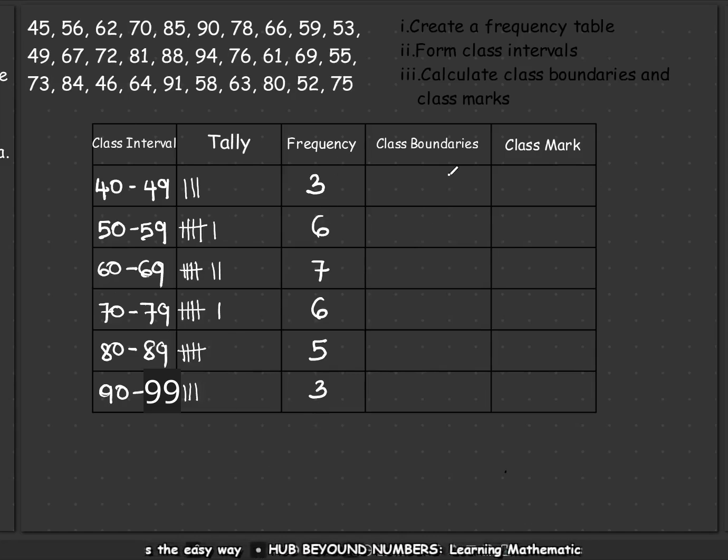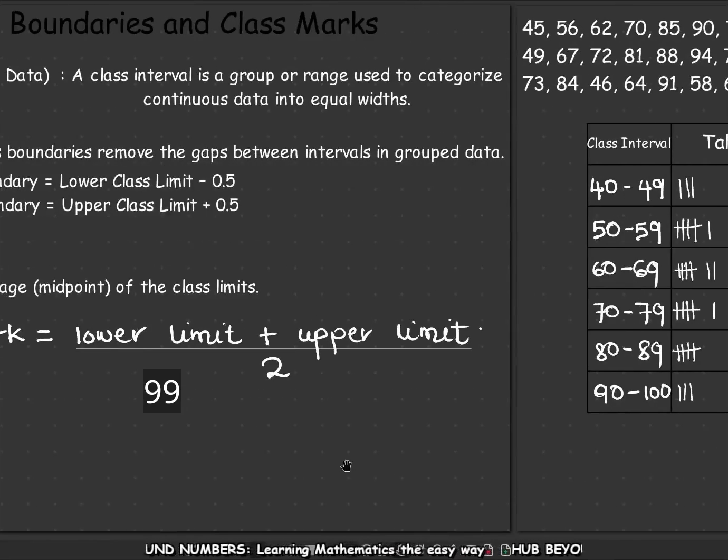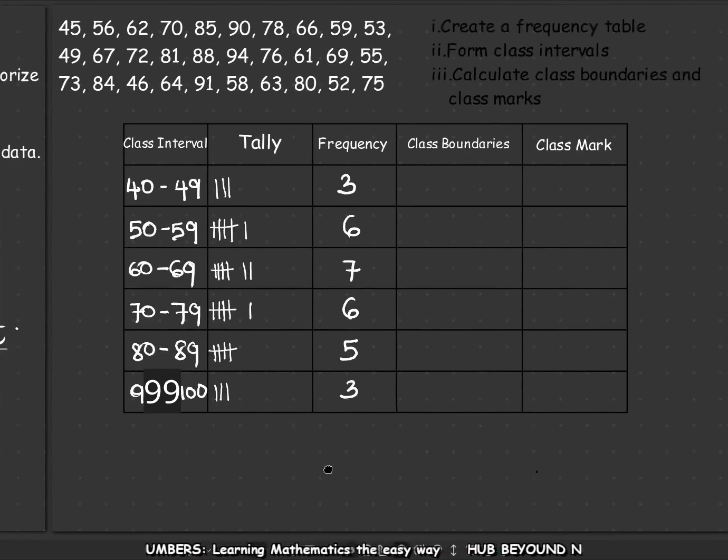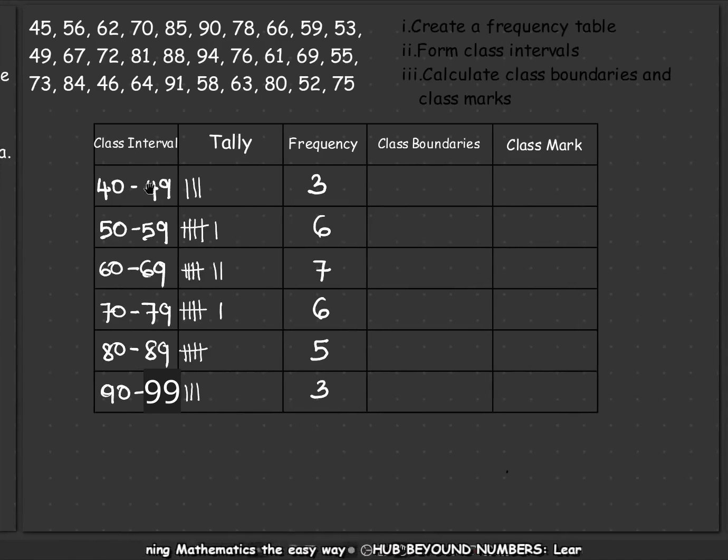Now we want our class boundary. So as I said earlier on in our previous page, if you want the class boundary, all you need to do is to subtract 0.5 from the lower class limit and then add 0.5 to the upper class limit. What do we mean by that? So if you look at what we have here as our class intervals, these here, the multiples of 10s, are lower class limits. So for this interval, 40 to 49, this one is lower. Hence, this is our lower class limit, and this becomes our upper class limit. So for all the lowest, we are going to subtract 0.5.